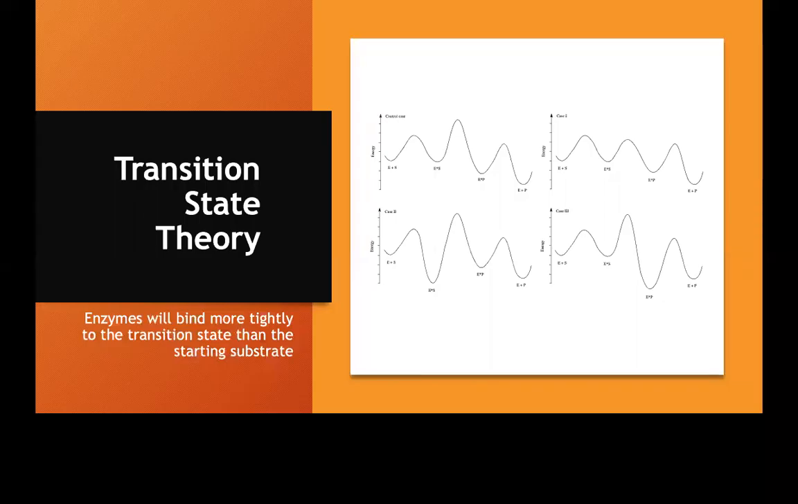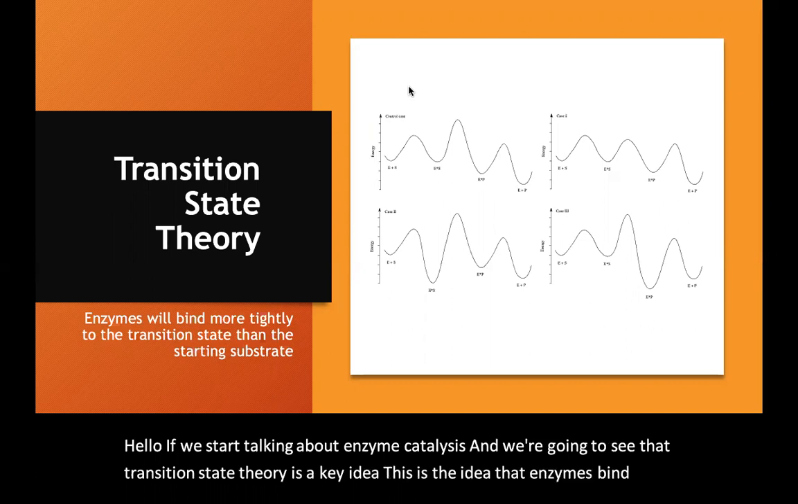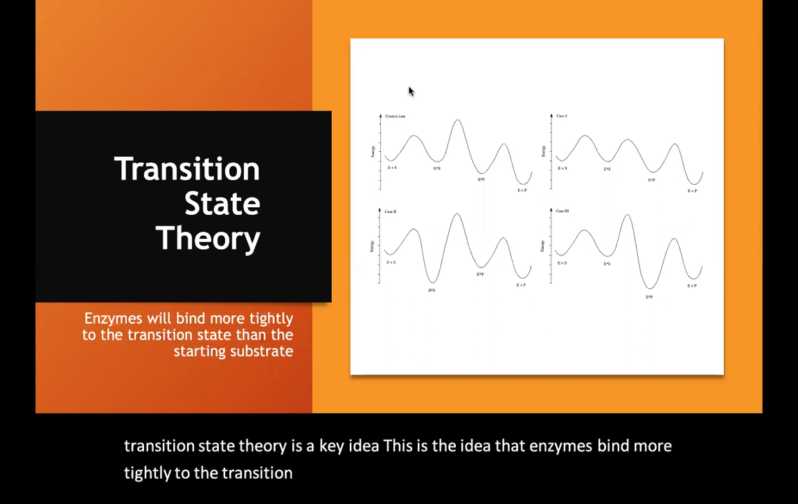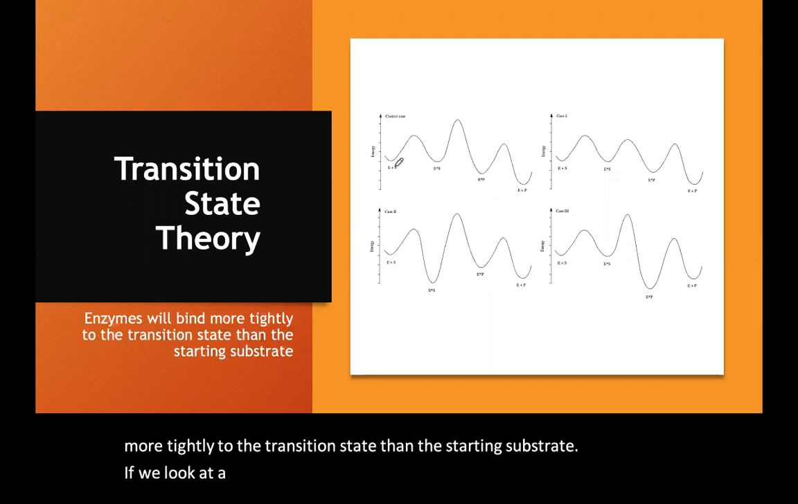Hello, as we start talking about enzyme catalysis, we are going to see that transition state theory is a key idea. This is the idea that enzymes bind more tightly to the transition state than the starting substrate. If we look at a reaction progress diagram, we start with the enzyme plus the substrate.